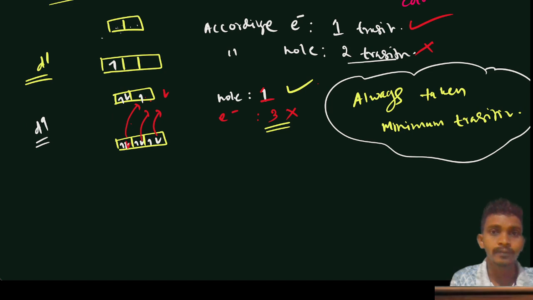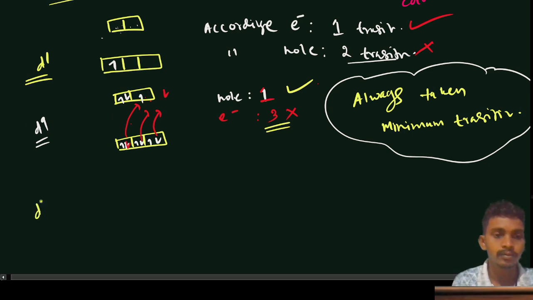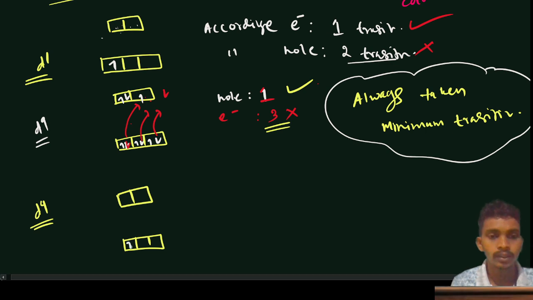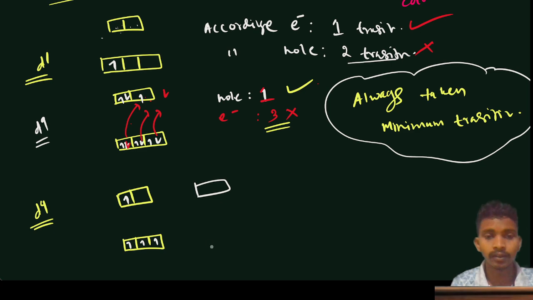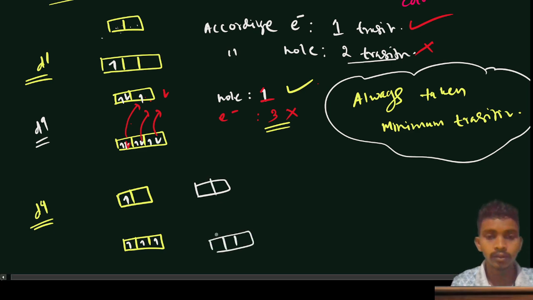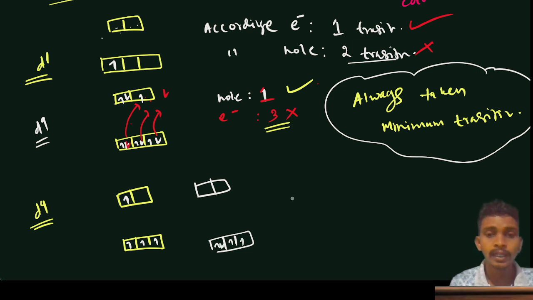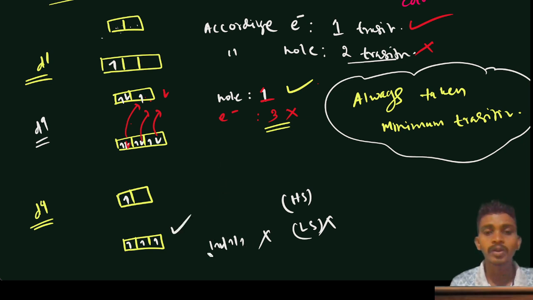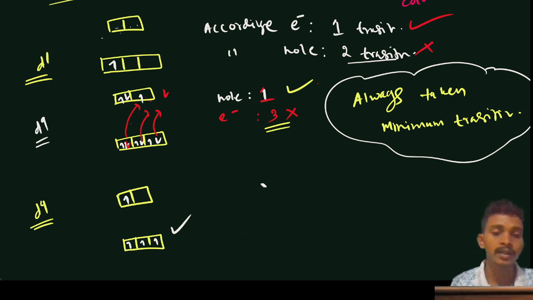let's discuss D4. One, two, three, and four. Why am I not filling it like this? I can't fill it, because only high spin complexes are allowed, low spin complexes are not allowed. So I can't do that, I always have to do it like this.